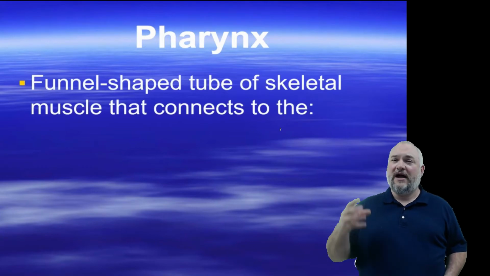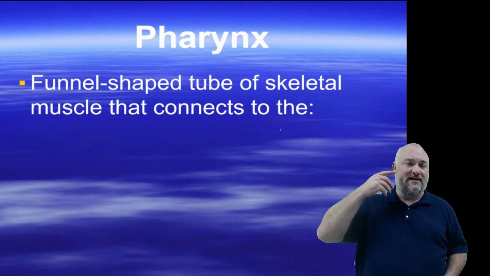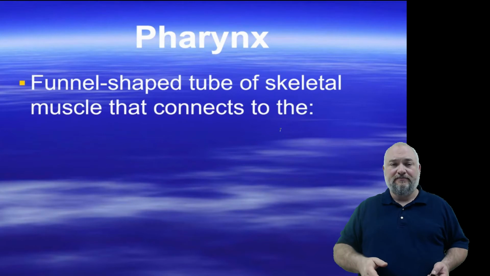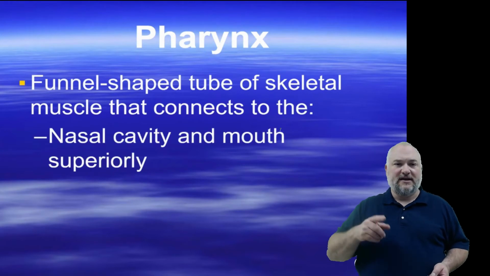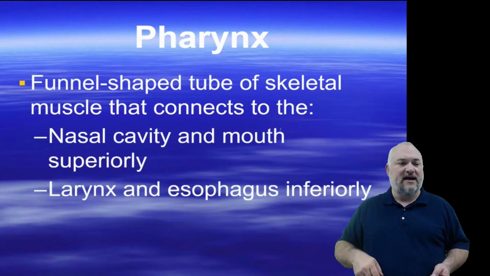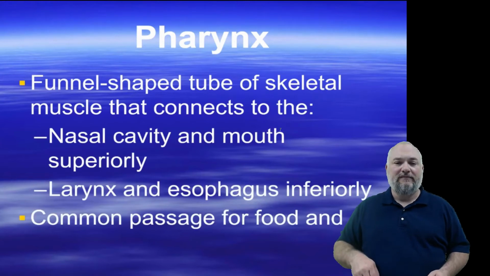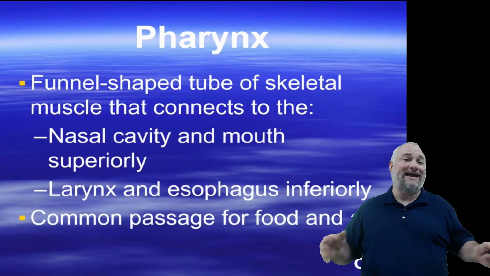All right, now moving out of the nasal cavity back into the pharynx, that tube that connects the nose, the mouth, the esophagus, and trachea down lower down. And it's skeletal muscle. It connects, like I said, the nasal cavity and the mouth on the top side, and the larynx and the esophagus on the bottom end. And it's a common passageway for both food and air.